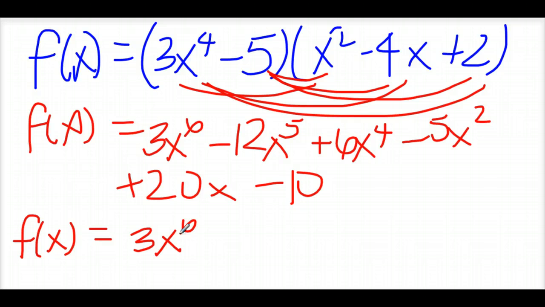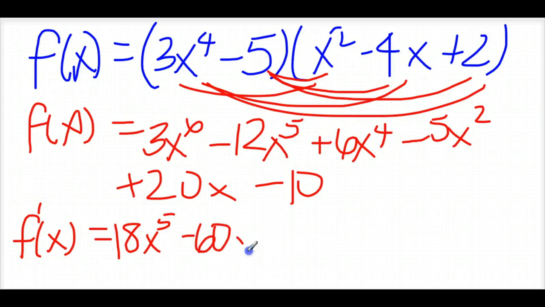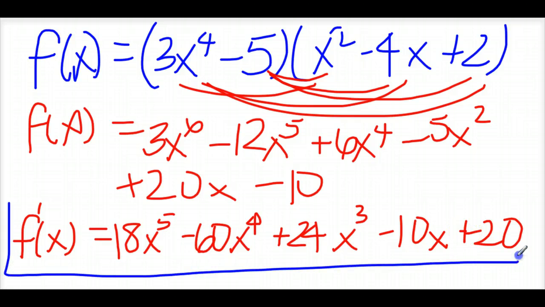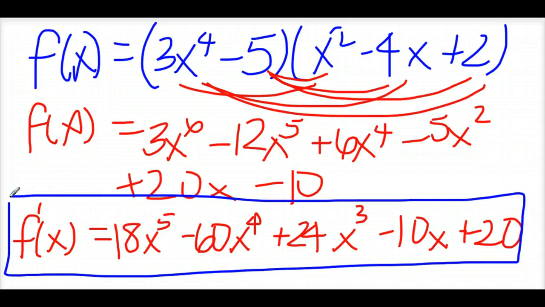Oh no, actually I'm good with my function. So let me erase this real quickly, and let's actually take the derivative right away. If I do this, I get 18x to the fifth minus 60x to the fourth plus 24x to the third minus 10x plus 20. So this is the answer that I get when I distribute first and then take the derivative.